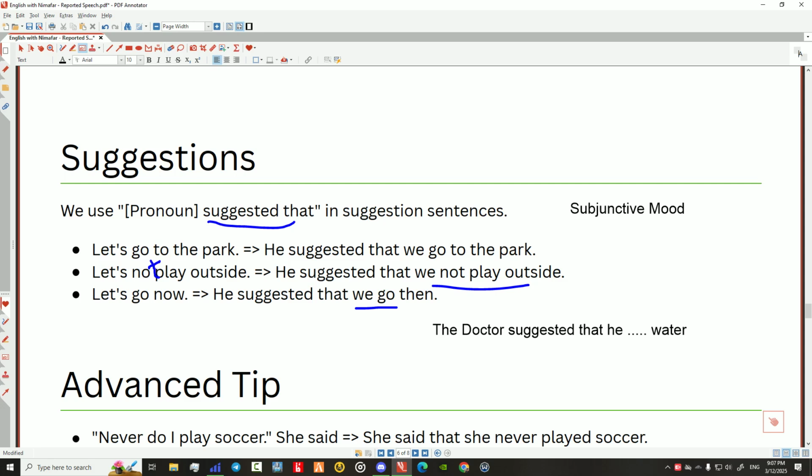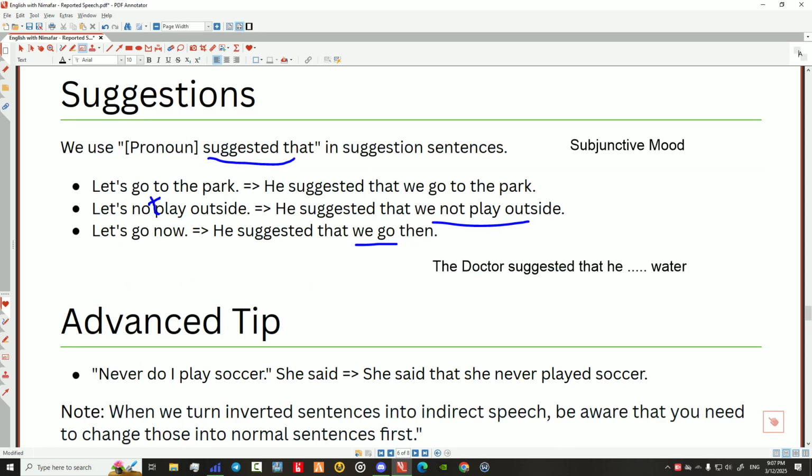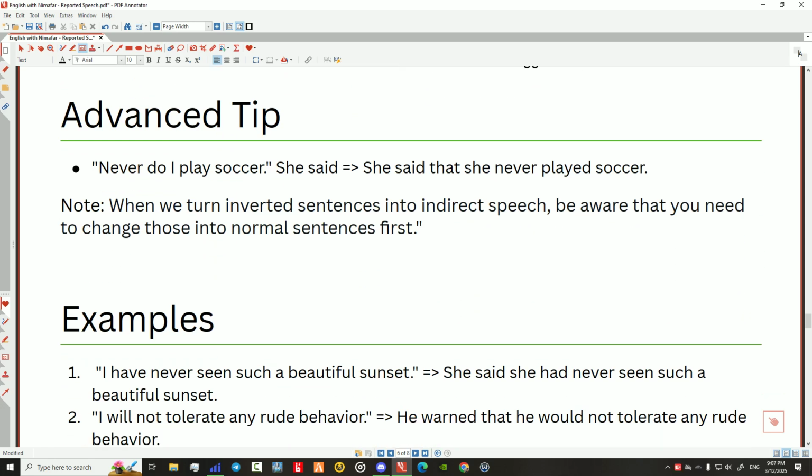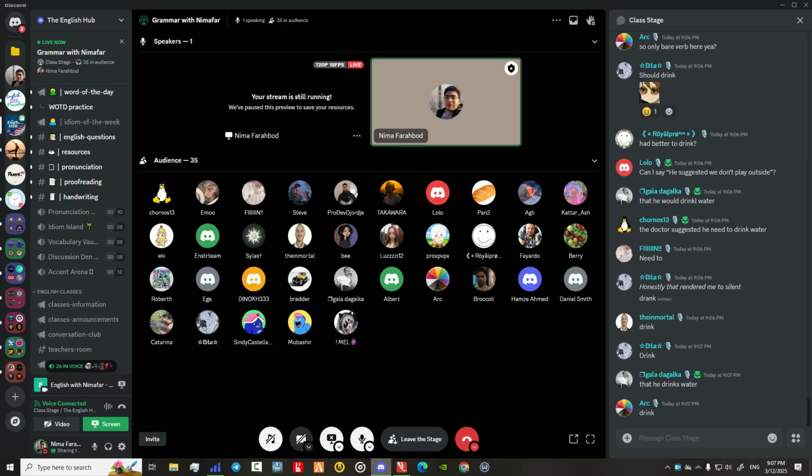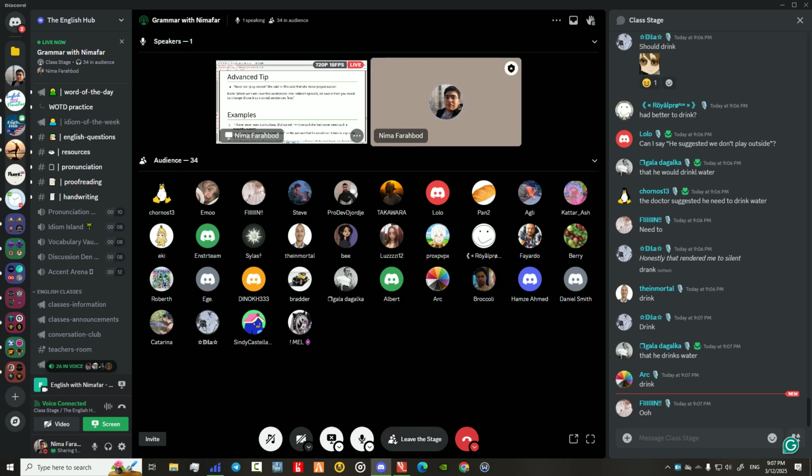No backshifting. And if you have a negative, let's not, we not. We don't say don't. Advanced tips. Just one advanced tip here. Again, if you know inversion, never have I done this before. Never do I play soccer. It means I never play soccer. We want to emphasize the fact that I don't play soccer.